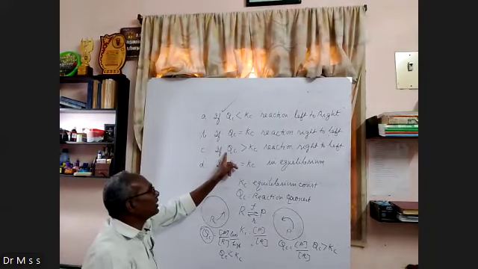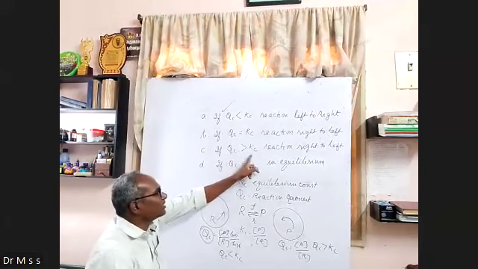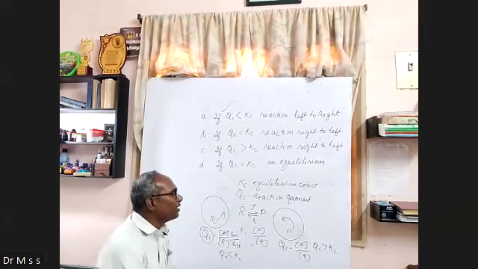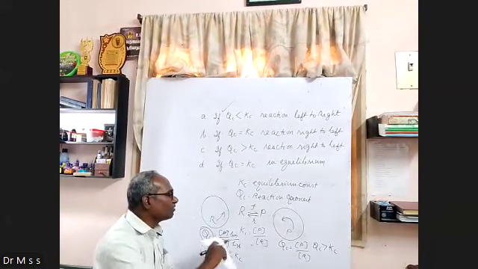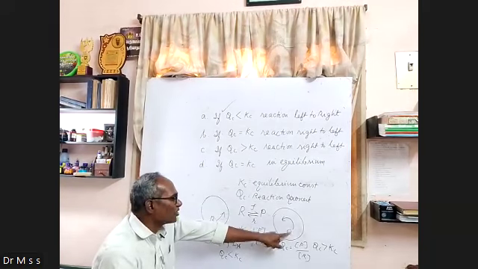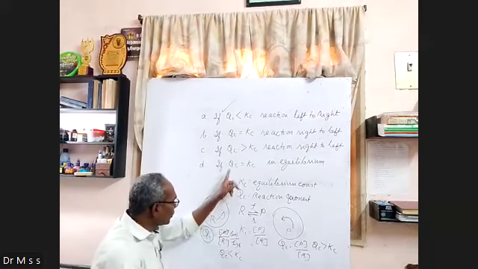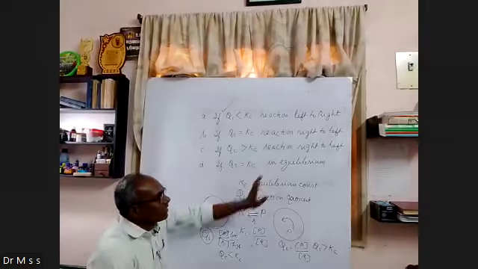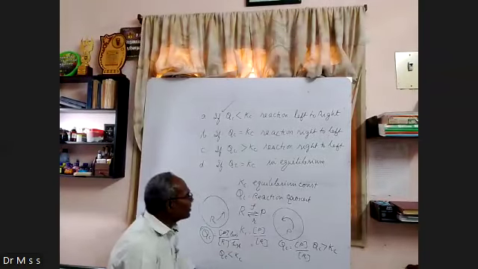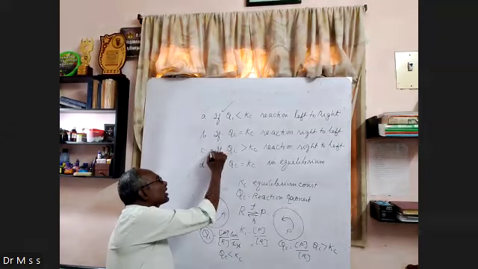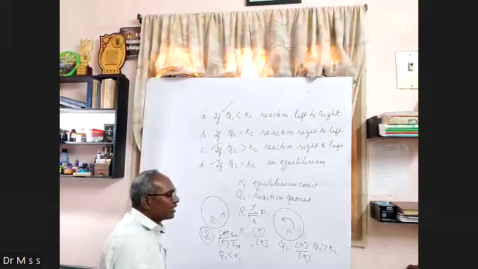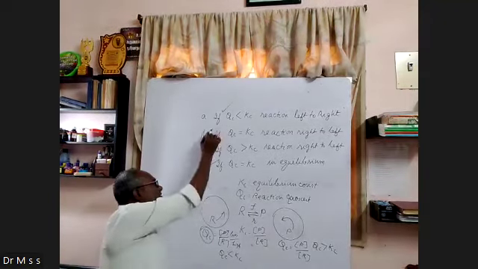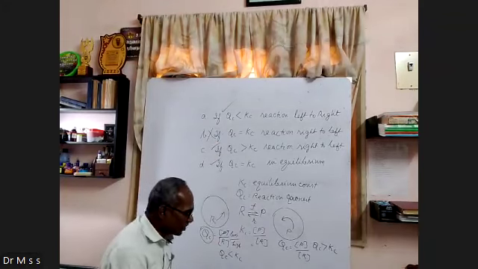So the third statement, if Qc is greater than Kc, the reaction goes from right to left. Right to left means it is a reverse reaction, product to reactant. So when Qc is equal to Kc, the equilibrium is established. So this statement is also correct. This statement is also correct. And the wrong statement is this. So the correct option is B.